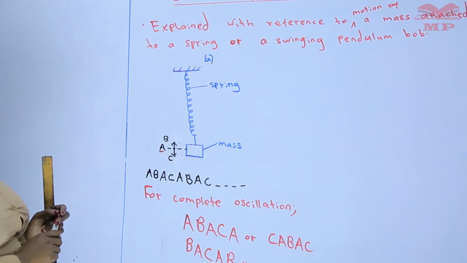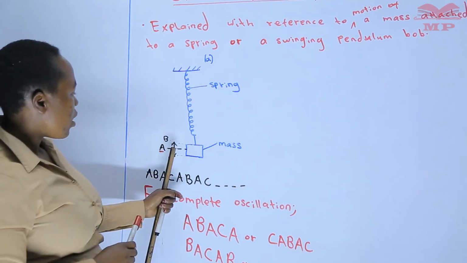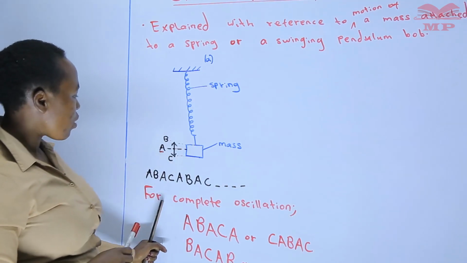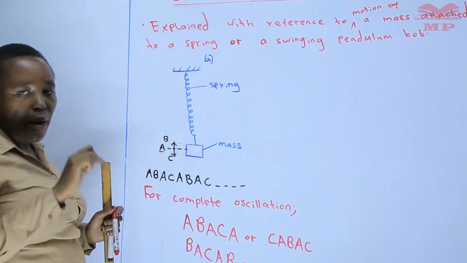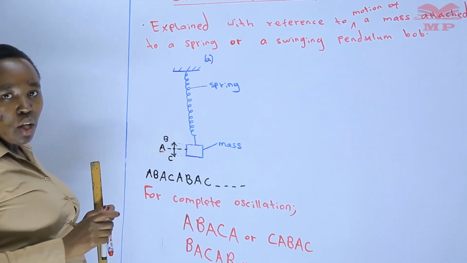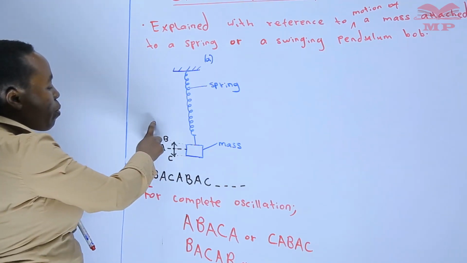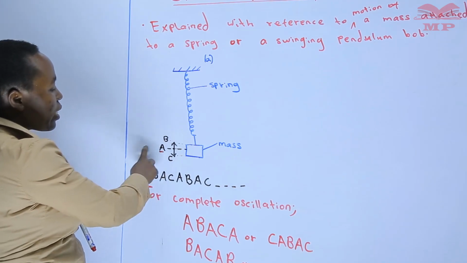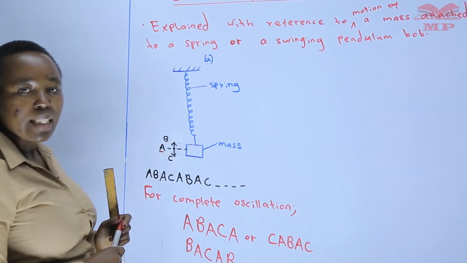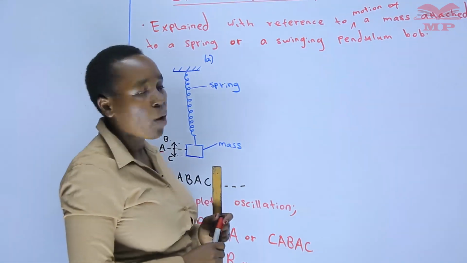Hope you get that. So for a mass attached to a spring, for us to say that it has moved one oscillation, it has to go back to its initial position through the two sides. So if it is from A, it has to move to B, then back to A, to C now on the other side, and then back to the starting point. That is now for a mass attached to a spring.